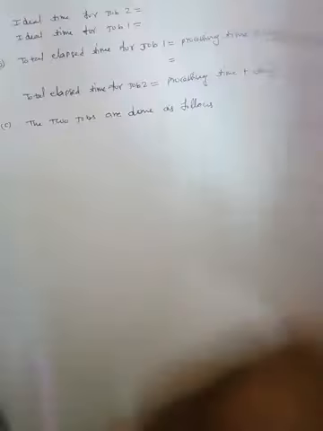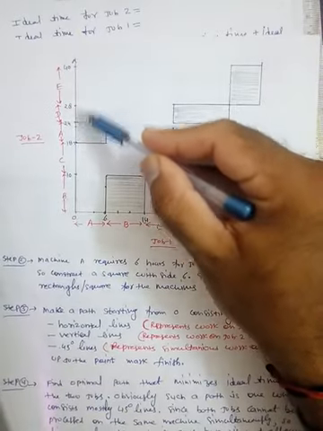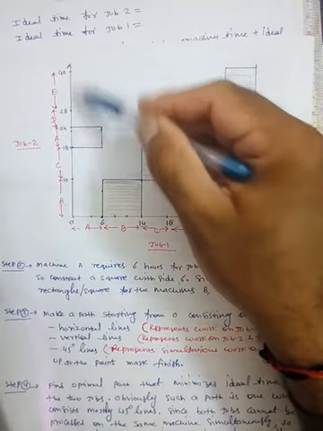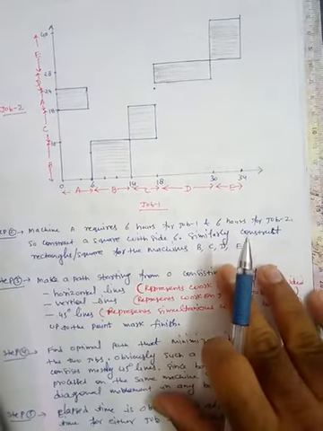And then 4 hours for D. So here we have 24 plus 4 is 28. And then finally 12 hours for E. So this is the marking. So first we have to mark these points. Fine. Now step number 2.